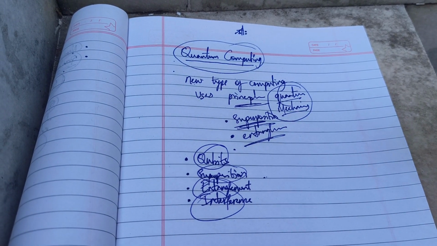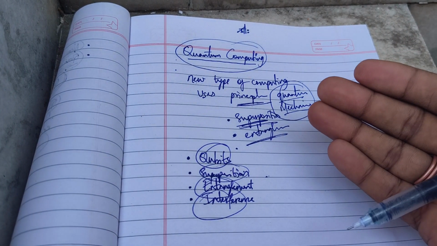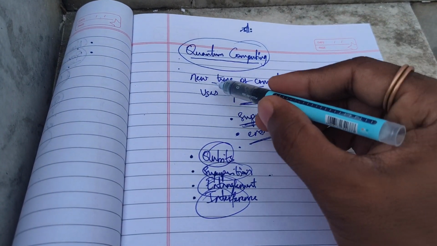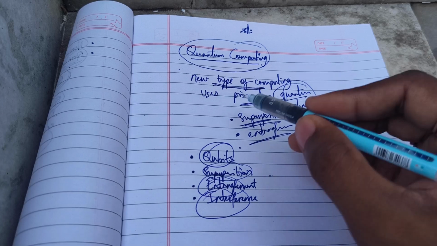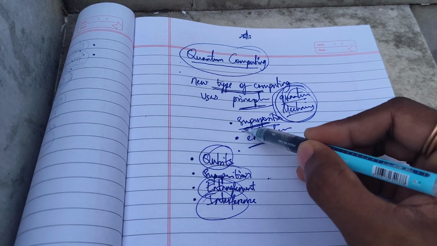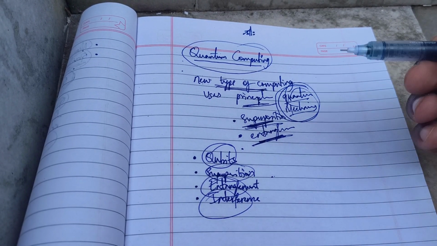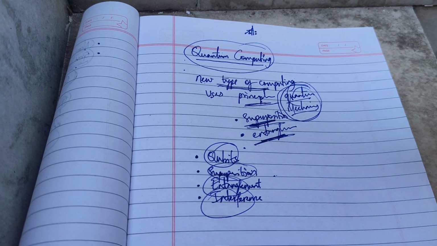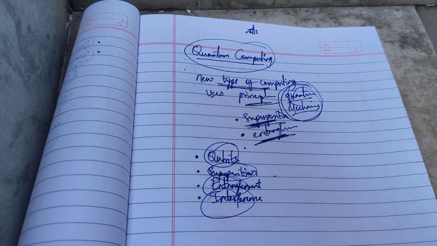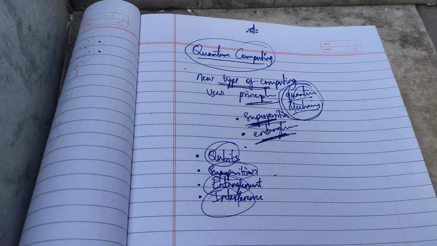So in this lecture, let's learn the four main pillars of quantum computing. So firstly, what is quantum computing? Quantum computing is a new type of computing that uses the principles of quantum mechanics like superposition and entanglement, and processes information in ways that classical computers cannot. Basically, quantum computers have the highest computational power compared with classical computers.